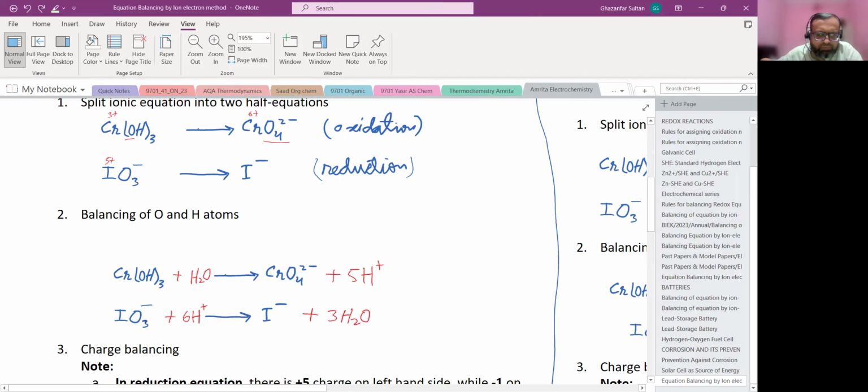Then in the next equation, iodine is the same, but there are 3 oxygen on the left hand side and no oxygen on the right hand side. So we have added 3 water molecules on the right hand side in this equation. And for balancing hydrogen, see how many hydrogen are here? 3 multiplied by 2, it means 6 hydrogen are there. So we have added 6 hydrogen ions on the other side. So in this way, we have balanced both oxygen and hydrogen in a single step. You don't need to show these steps individually.